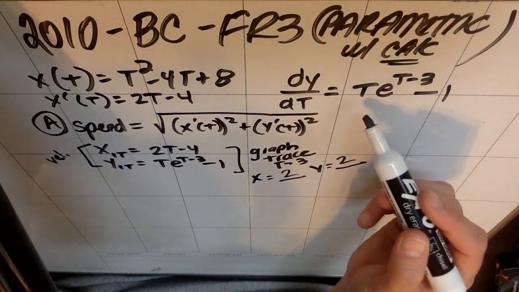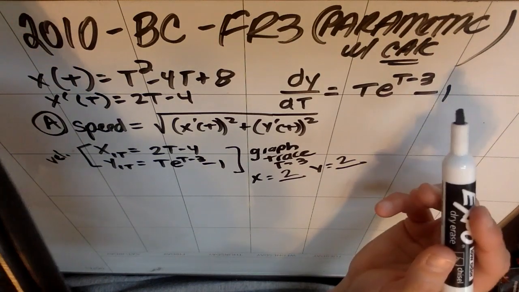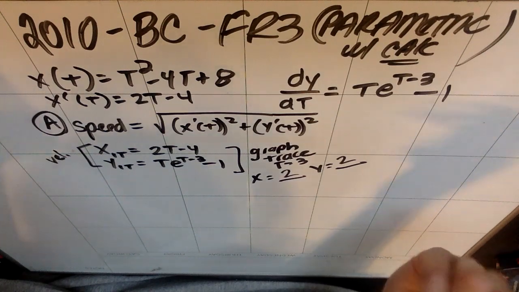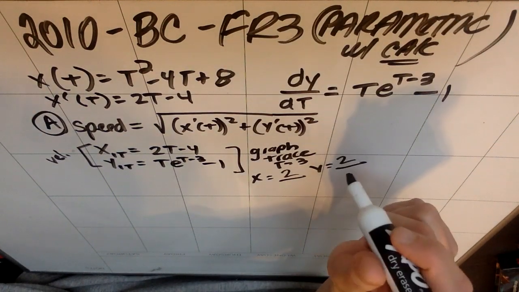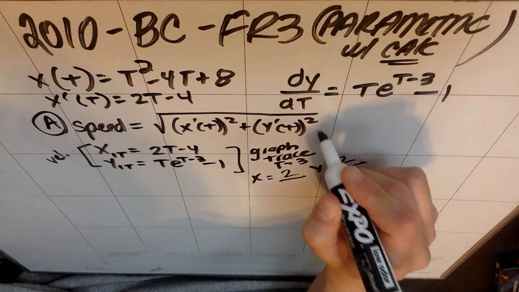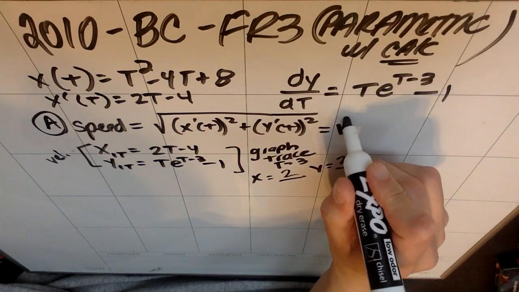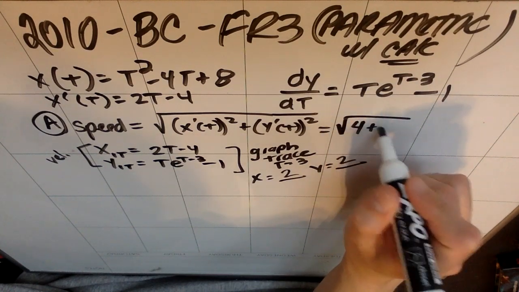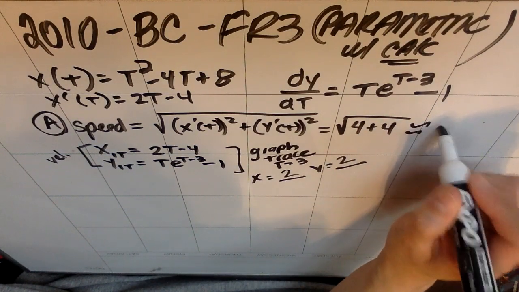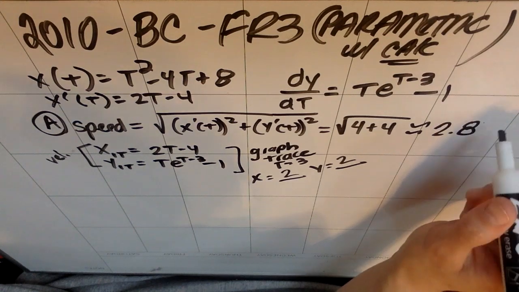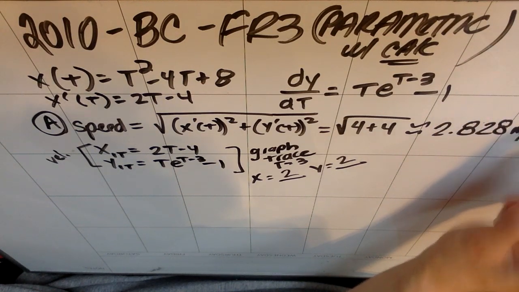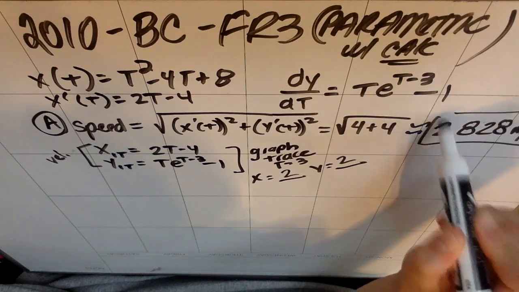I could have found that this was a 2, that this was a 3 times a 1 minus a 1, which is also a 2. Either way, what ends up happening is that this is essentially a root of 4 plus 4, which is a root 8, or 2.828 meters per second, right? Because it's speed, so meters per second.